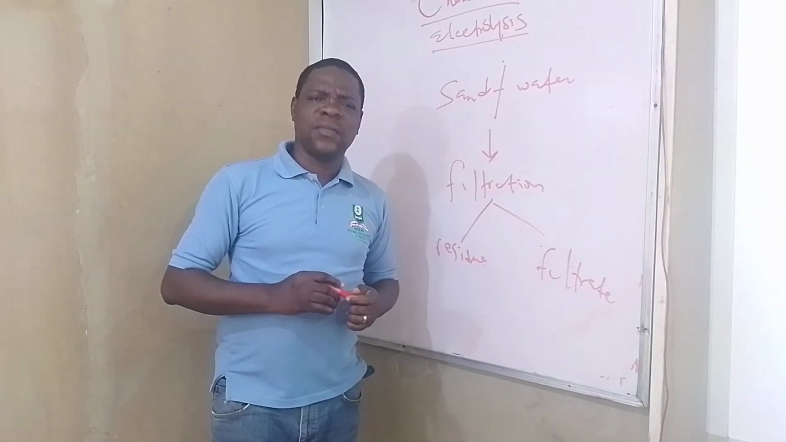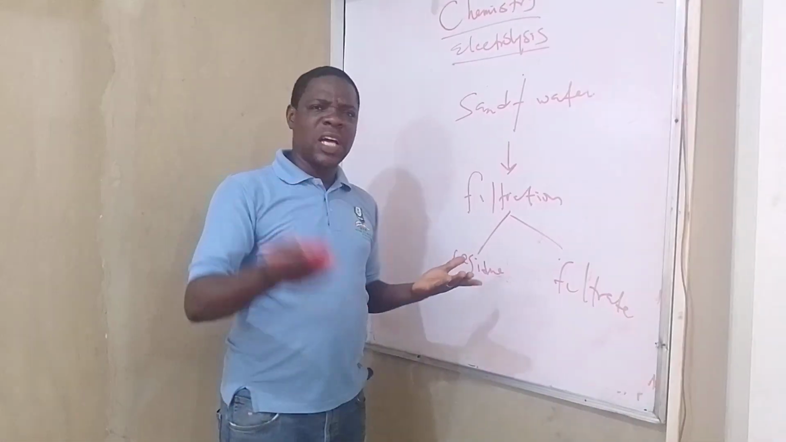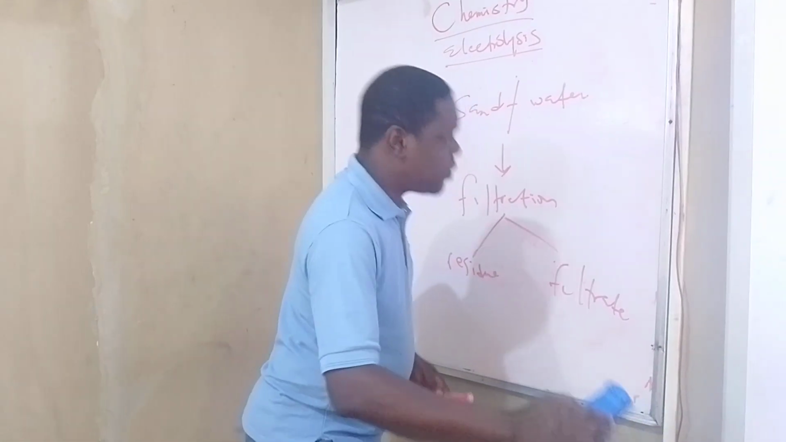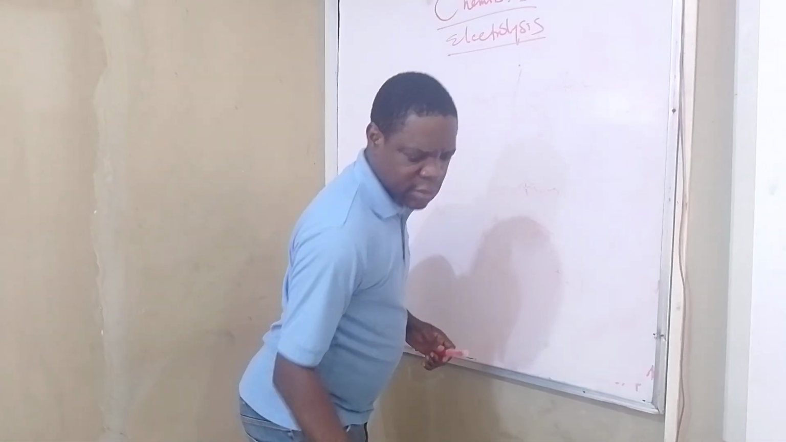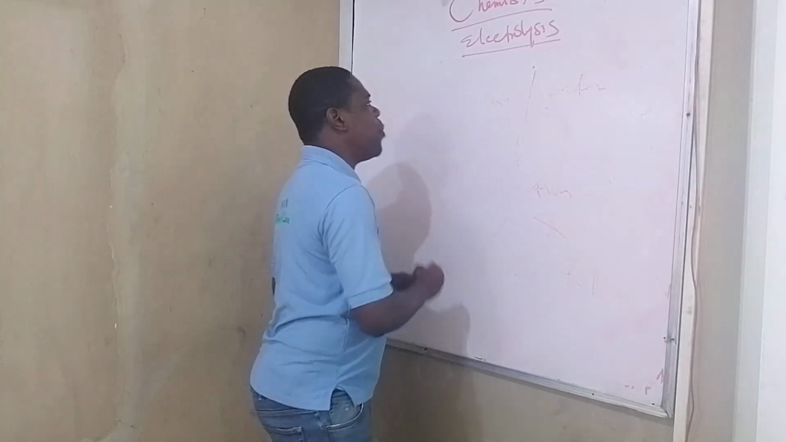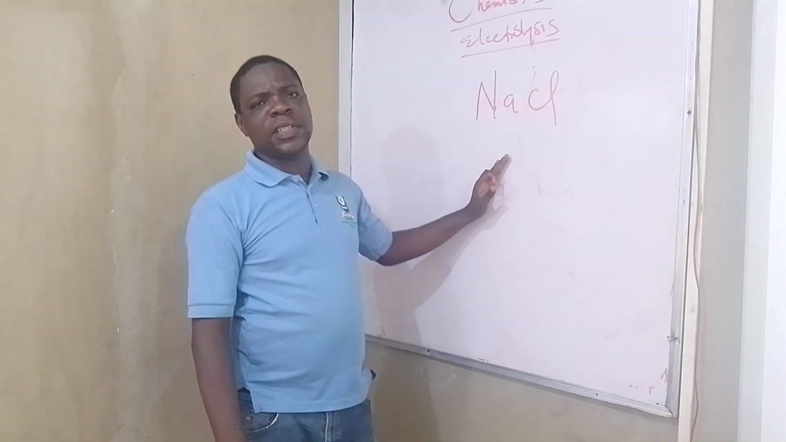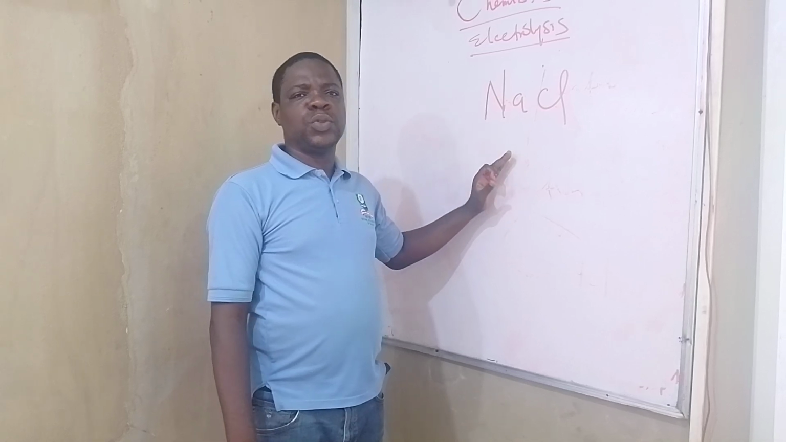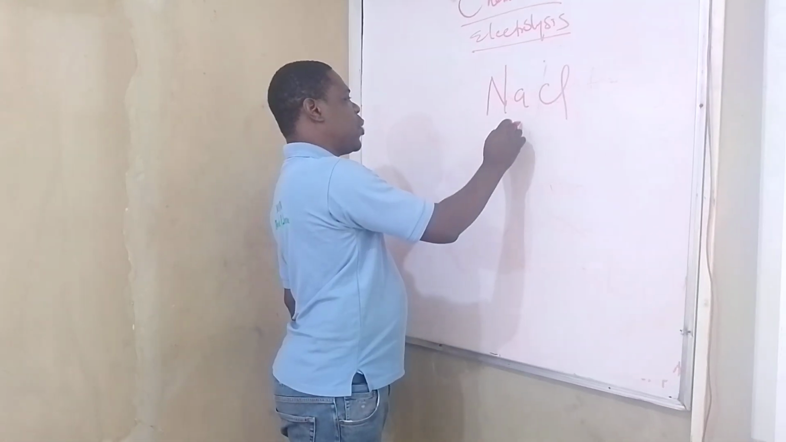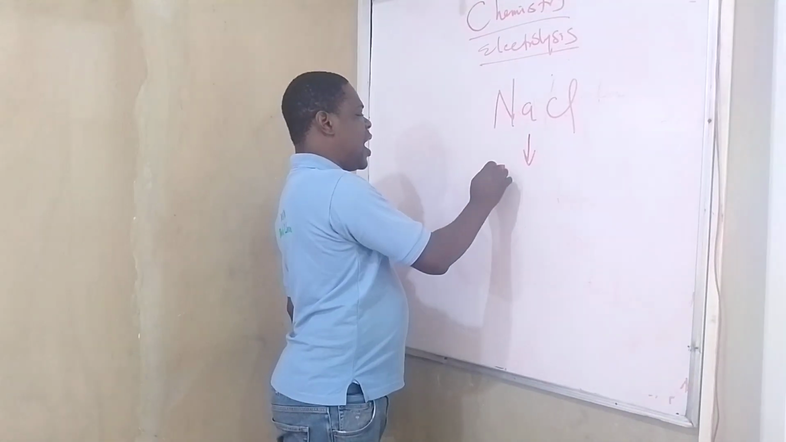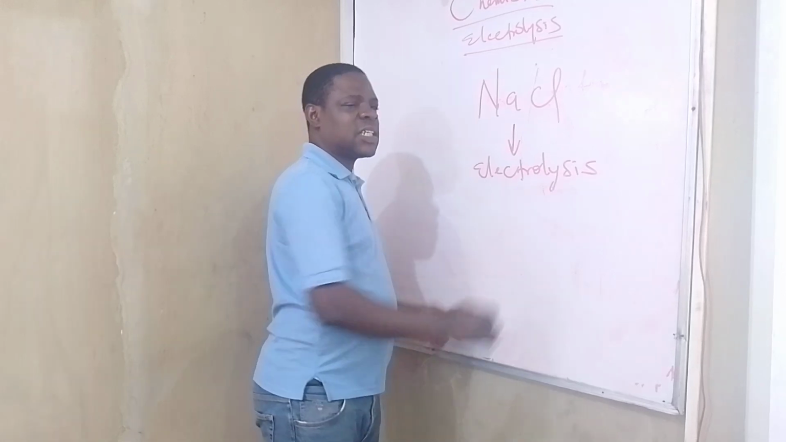How about when we have a compound? Have you ever thought about how to separate a compound? Can you give me an example of a compound? Sodium chloride. NaCl is a compound. Have you ever thought about how to separate these? We'll use a chemical method to separate them. An example of a chemical method we're going to use is electrolysis. Electrolysis is a chemical method.